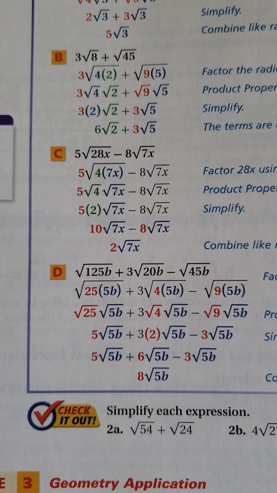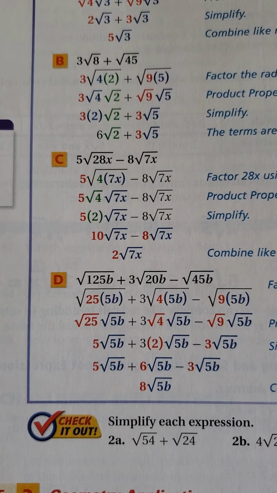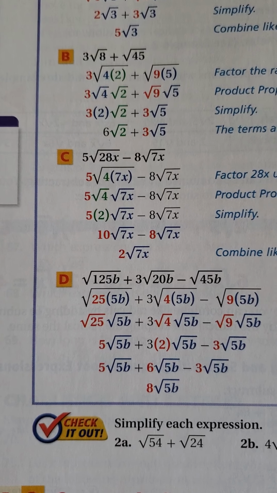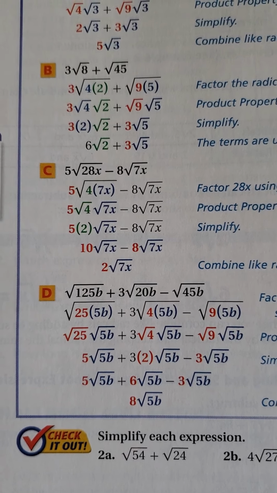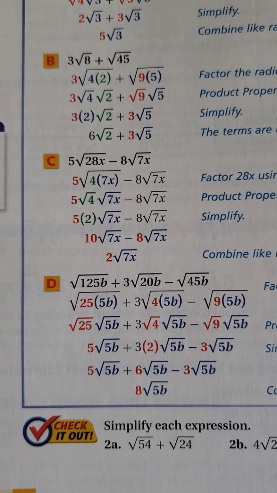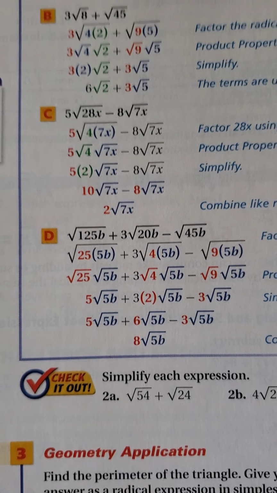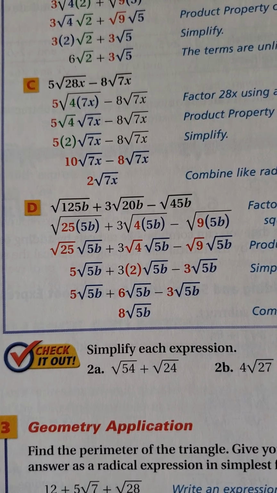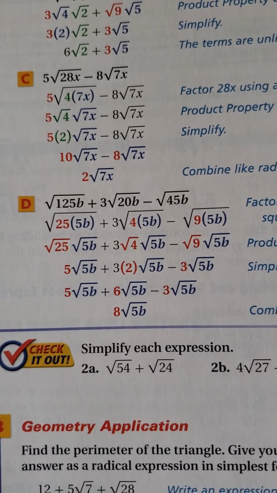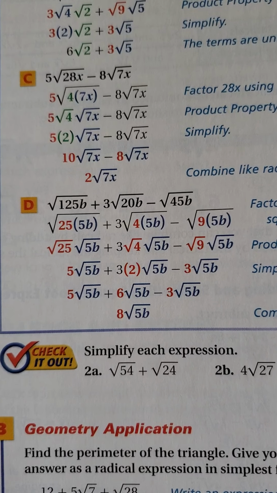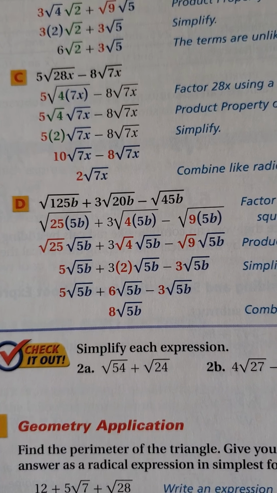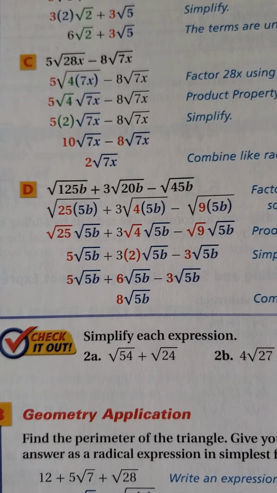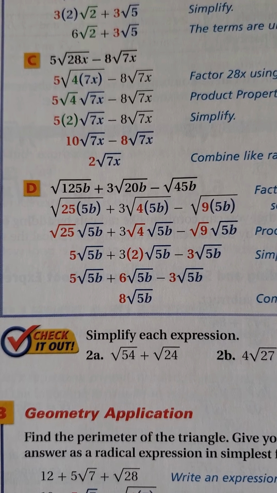Take a look at C. Look at the steps in C, and you'll eventually get to 10 root 7x minus 8 root 7x, and those will subtract. Finally, take a look at D. There's a lot of steps to it, but you will eventually get to the point where you have 5 root 5b plus 6 root 5b minus 3 root 5b. Take a look at it step by step, look at the explanations off to the side, and make sure you can get 8 root 5b.